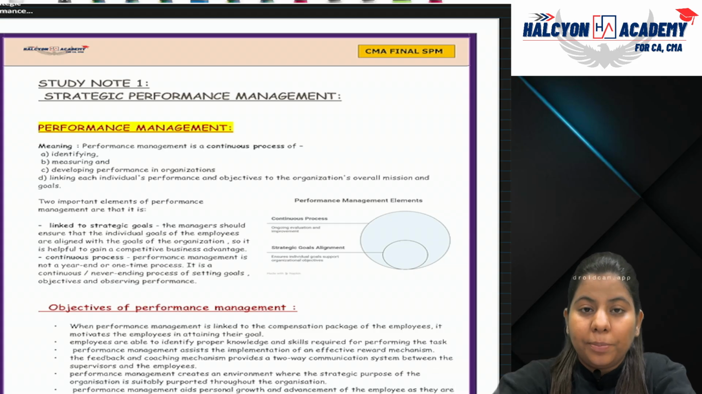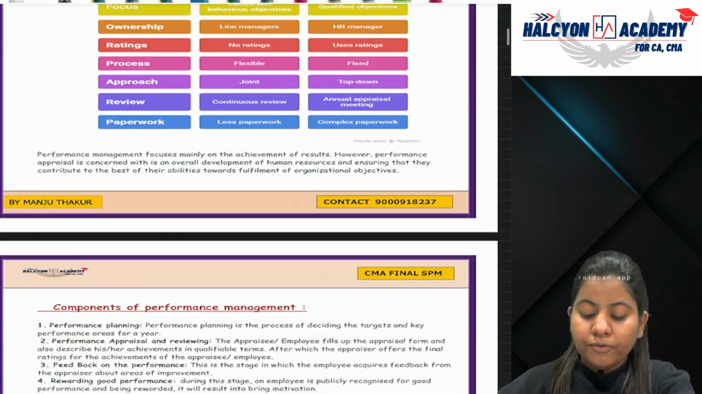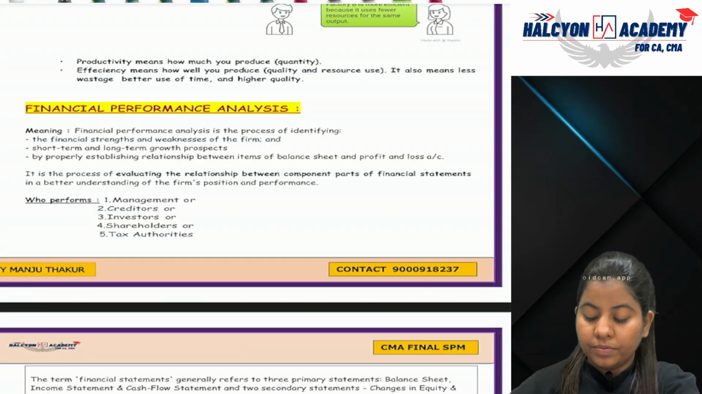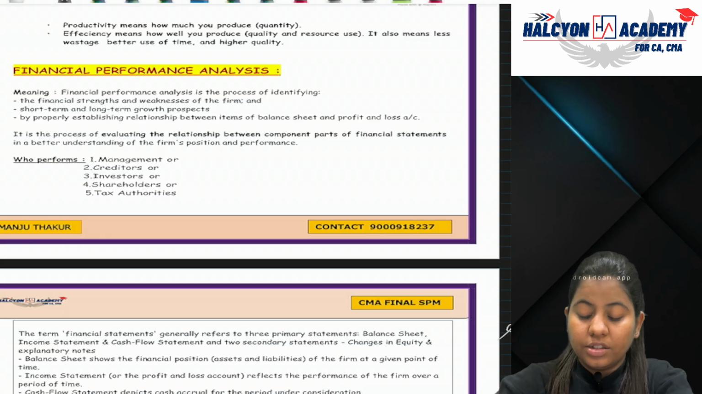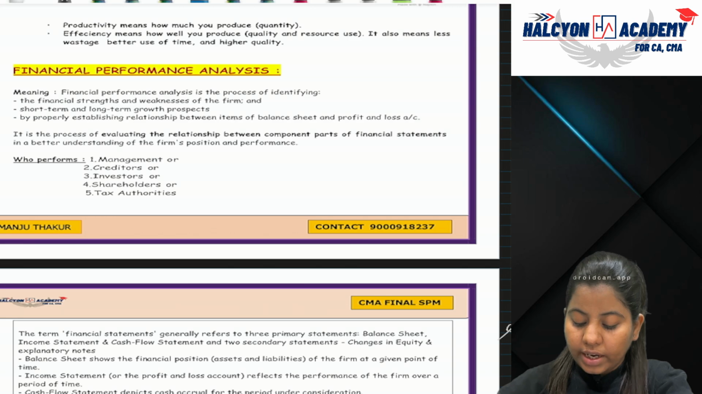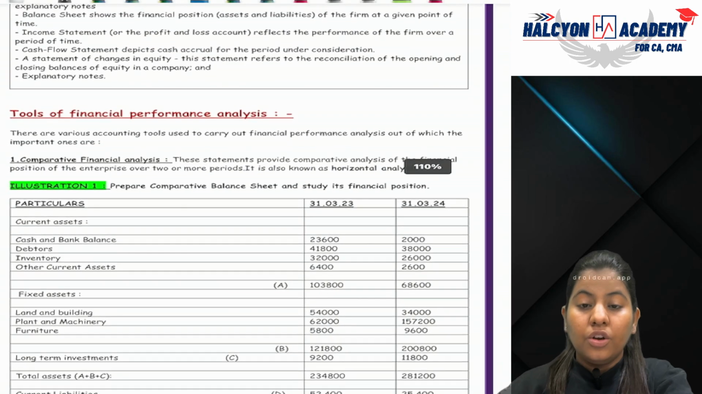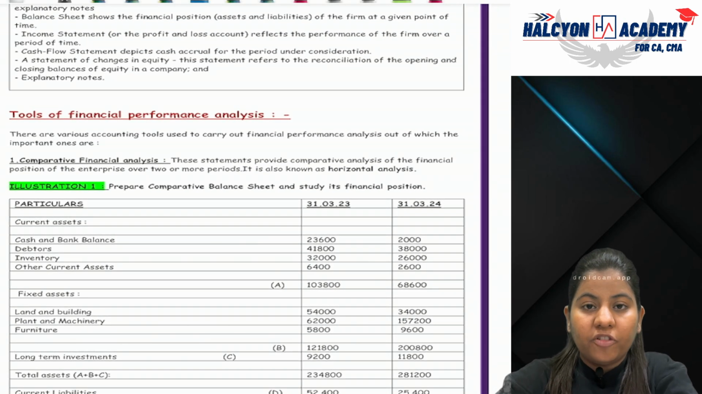So we have started our chapter number 1, that is Introduction to Strategic Performance Management. The topic we were learning is Financial Performance Analysis. First I told you what is Financial Performance Analysis, who performs it, right? And then we started tools for financial performance analysis. What tools are used to analyze the financial performance of a company or organization, right?